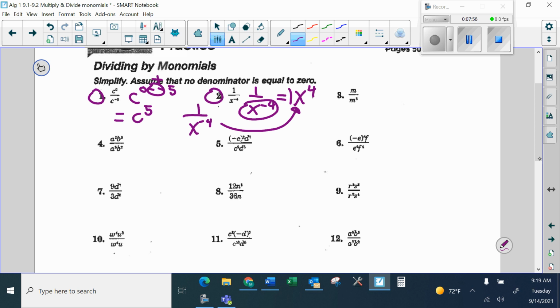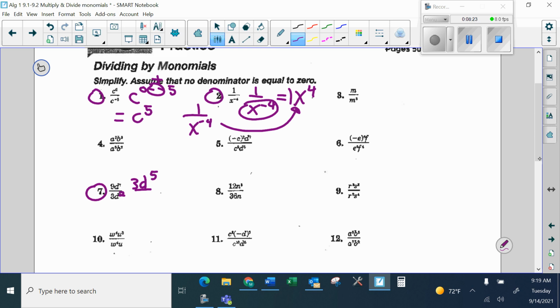Okay, so let's look at 7. I have 9 divided by 3, which is just 3. Like bases are divided, and I subtract the exponents. 7 minus, what number is it? 2. Let's say that's a 2. 7 minus 2 is 5. And I don't write the over 1. Anything divided by 1 is itself. So the answer is 3d to the 5th.